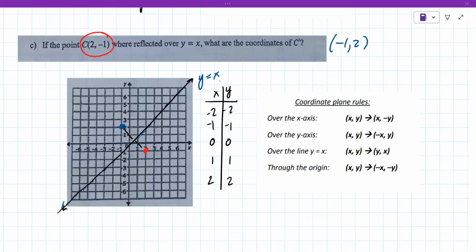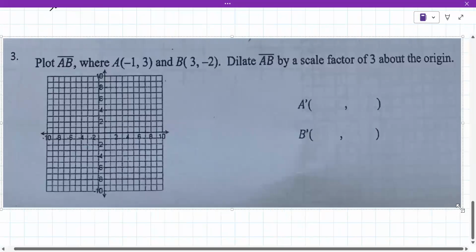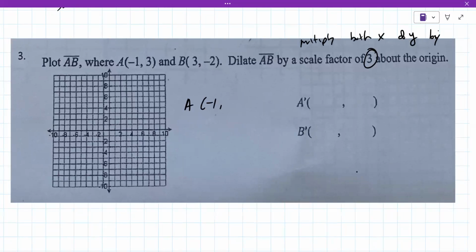And so we get to problem 3 here, and we're finally up to dilations. The better word for this is scale factor. You use the scale factor, whatever that scale factor is, and you multiply both x and y by the scale factor. So let me write the original point here, -1 comma 3. You multiply both -1 and 3 by 3. So this becomes -3 and 9. You're multiplying by 3.